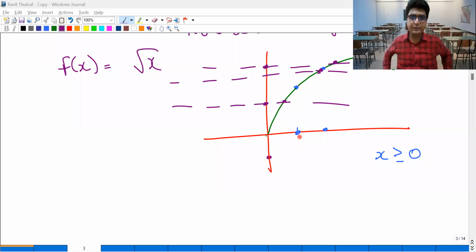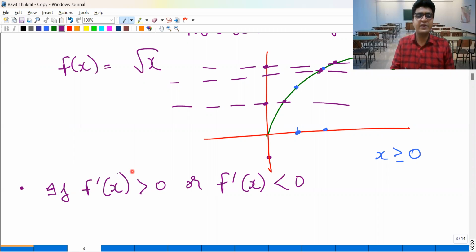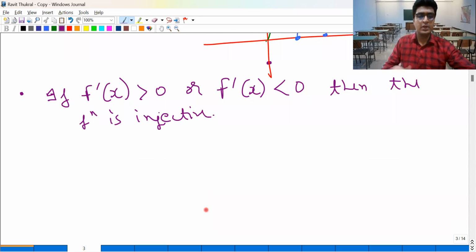Another way to check for a 1-1 function is this: let's say the function is quite complex and you don't know the graph of that function. What you can do is find the derivative of that function. If f dash x is strictly positive or f dash x is strictly negative, that is, if the function is strictly increasing or strictly decreasing, then you can directly say that the function is injective. Okay, so let's see how.